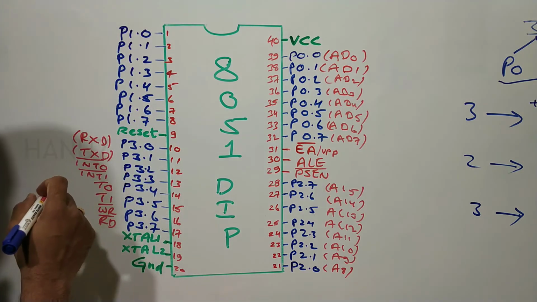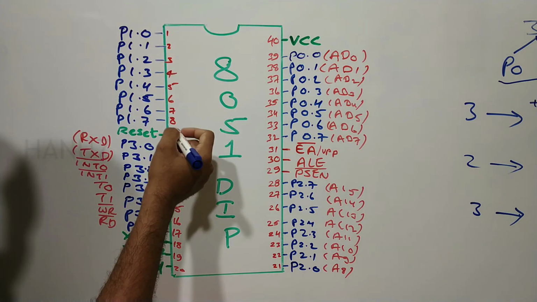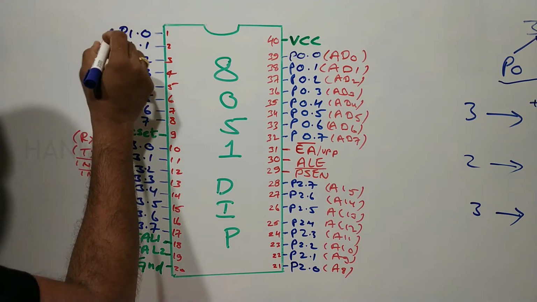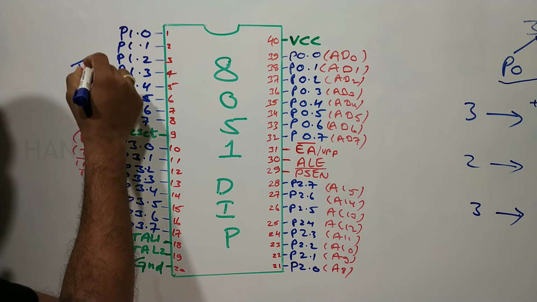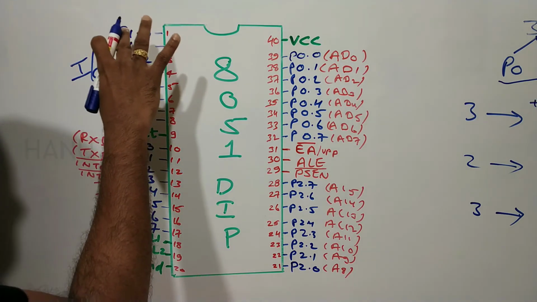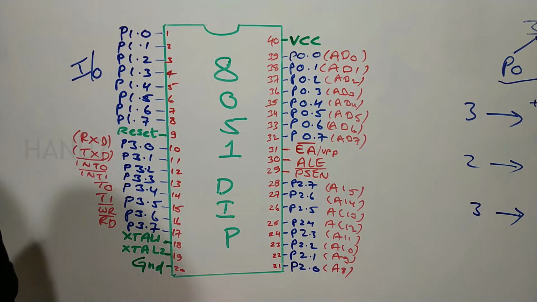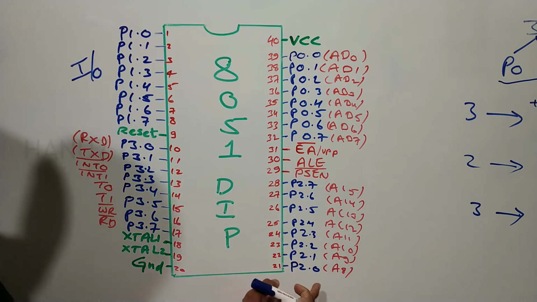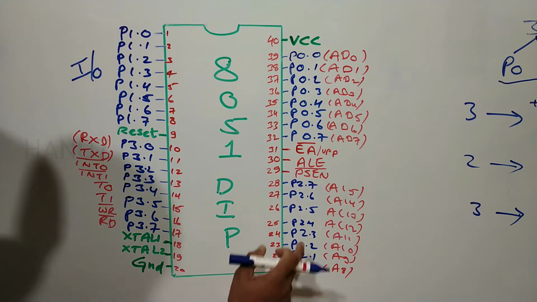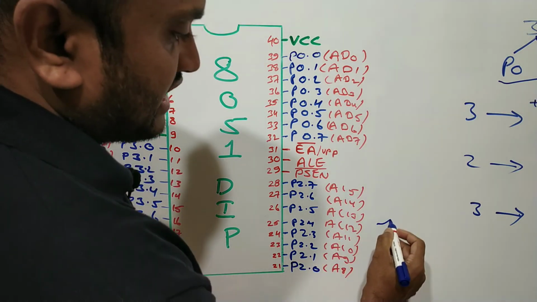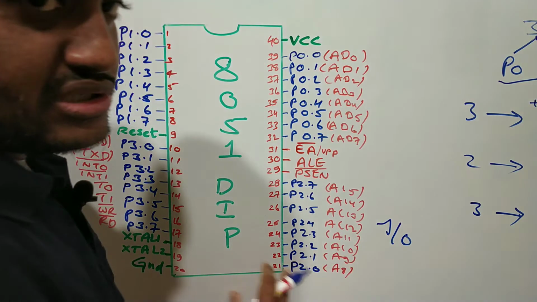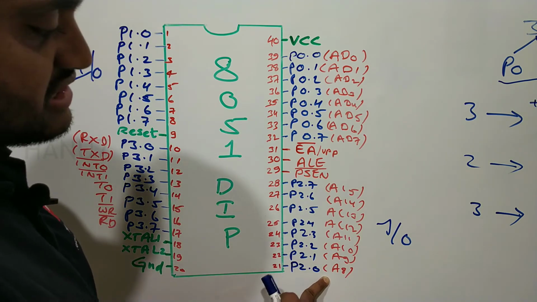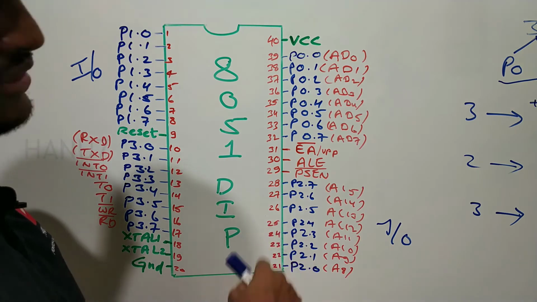So first port, P1.0 to P1.7, that is pin number 1 to 8. These are port pins which are exclusively meant for I/O operations only. And coming to port 2.0 to 2.7, they are meant for I/O operations and they have a dual functionality here. The dual functionality is address bus. Address bus is available in port 2.